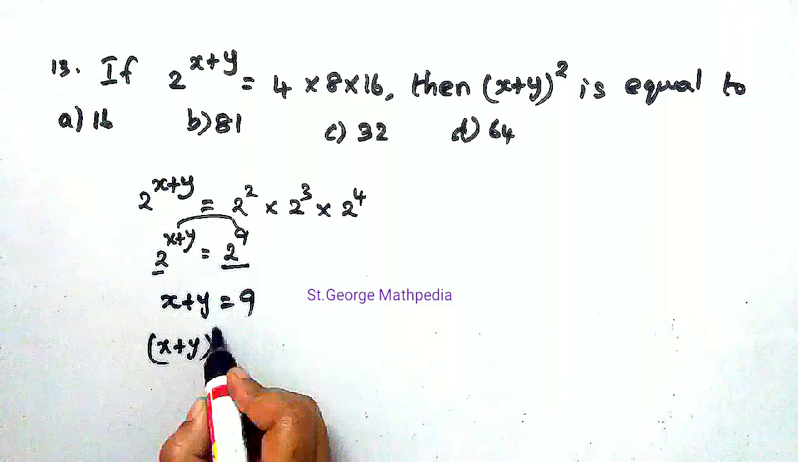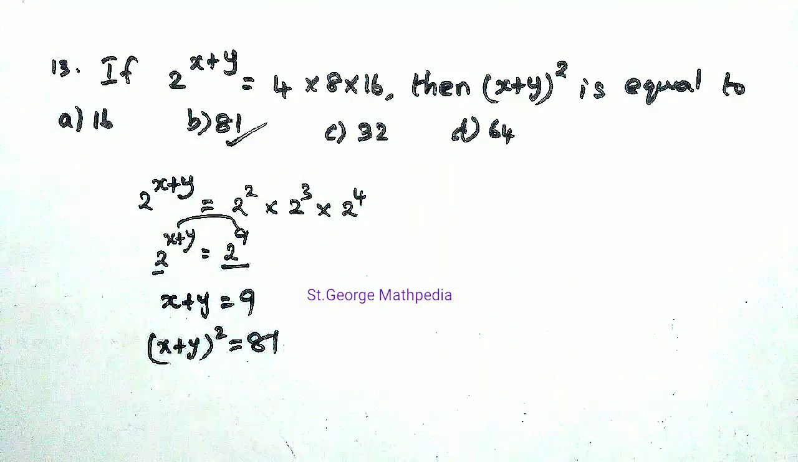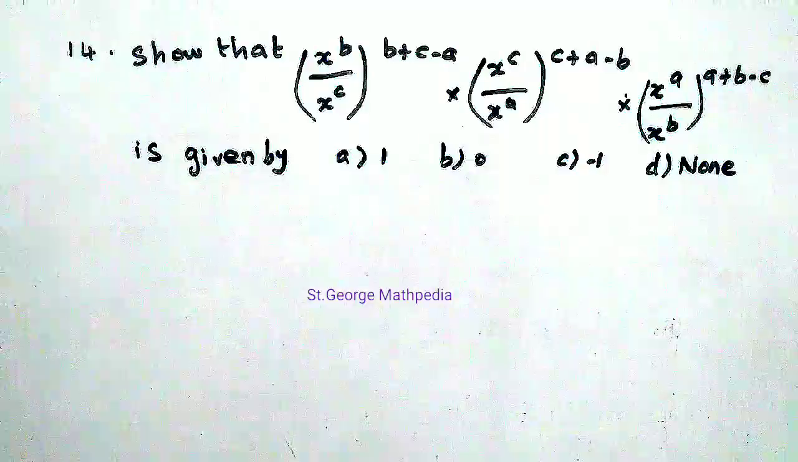Now what is (x plus y) square? It is so simple, right? So 9 square is 81. So this is your answer.